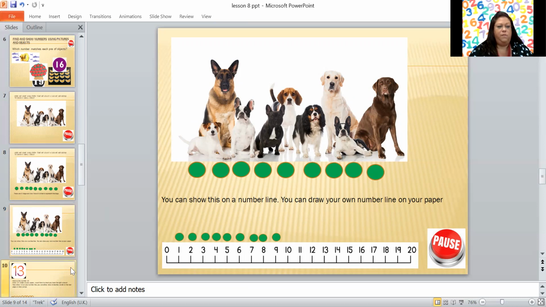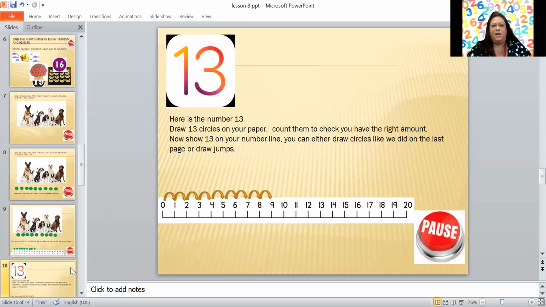Now we're going to move on. Here is, what number is it? That's right, the number 13. You're going to draw 13 circles on your paper to represent that number 13. You're going to then count them to check you have the right amount. Then you're going to show 13 on your number line.